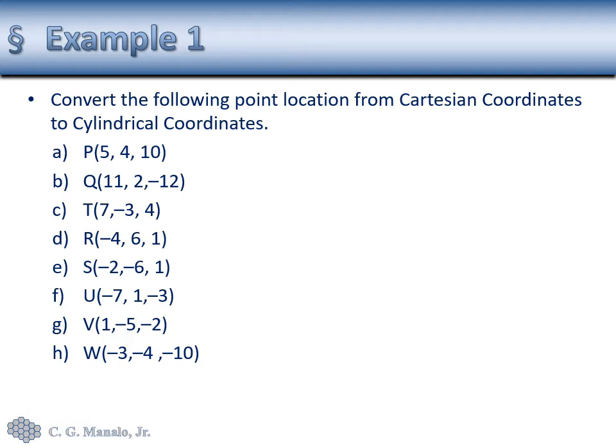So let's have a few examples to illustrate vectors in cylindrical and spherical coordinate systems and the transformation amongst the different coordinate systems. So in this first example, we have points in space expressed in Cartesian coordinates, and we're being asked to convert their locations into cylindrical coordinates. So I'm just going to answer the first point here, and I will leave the rest as an exercise.